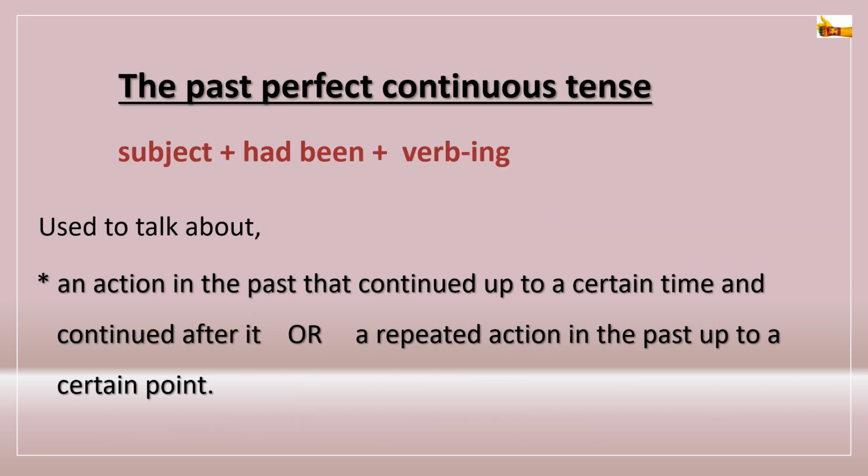Finally, let's discuss the past perfect continuous tense. The structure is subject plus had been plus verb plus ing. We use the past perfect continuous tense to talk about an action in the past that continued up to a certain time and continued after it, or a repeated action in the past up to a certain point.